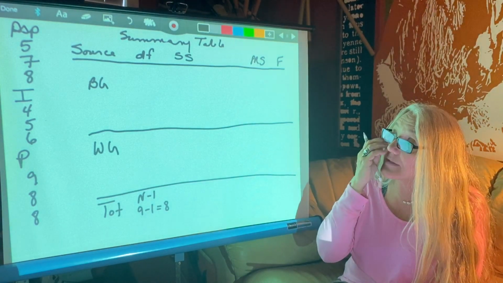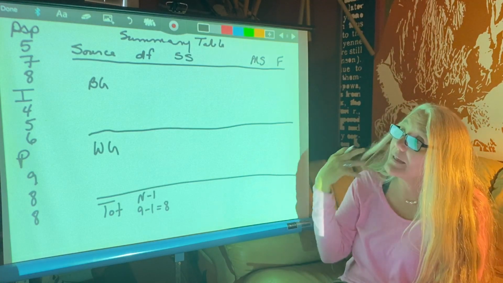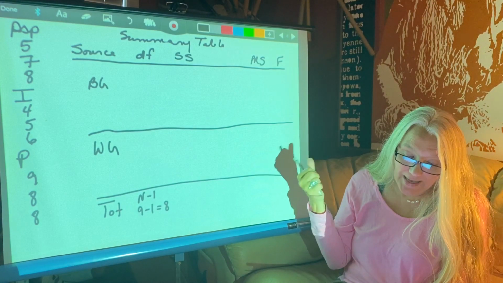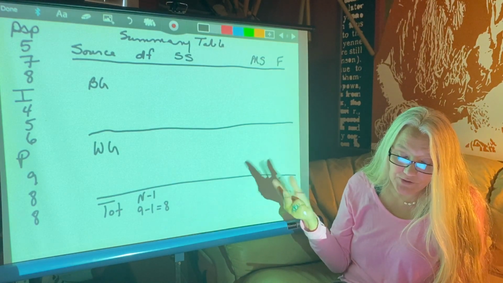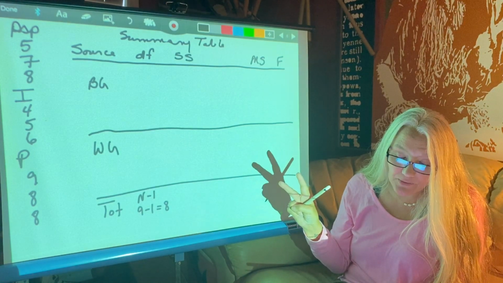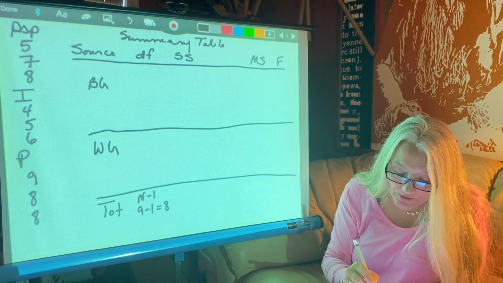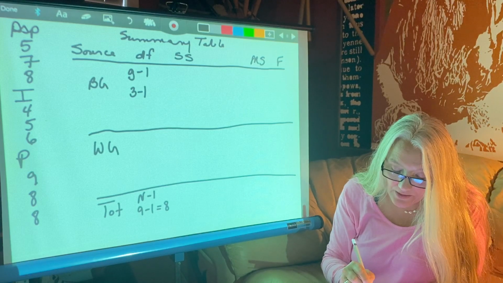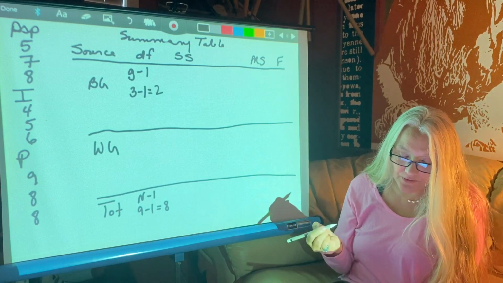The between group degrees of freedom asks the question, how many groups are there, minus 1. Well, we have aspirin and ibuprofen and a placebo. So we have 3 groups minus 1, so we have 2 degrees of freedom between groups. So this is the number of groups minus 1, so 3 minus 1, so 2 degrees of freedom between groups.